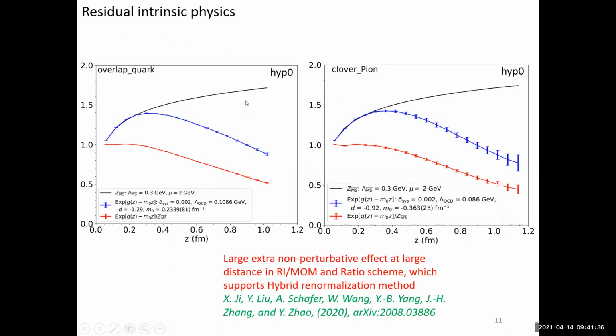So that means there is a large extra non-perturbative effect at a large distance in the hadron ratio scheme. And this extra non-perturbative effect cannot be compensated using the perturbative conversion or matching. So that supports the hybrid renormalization method proposed recently.